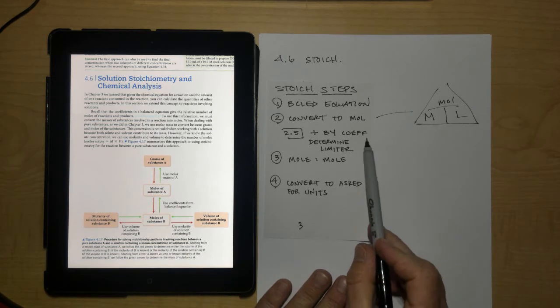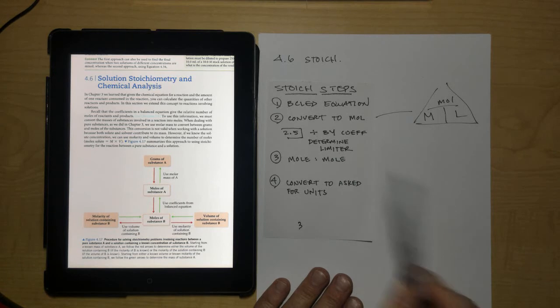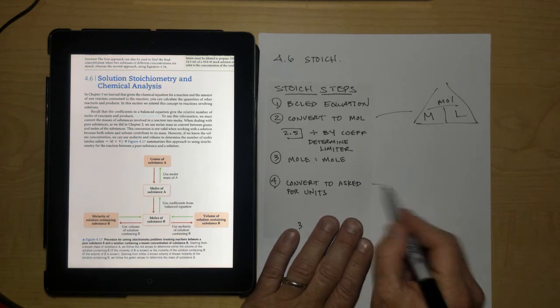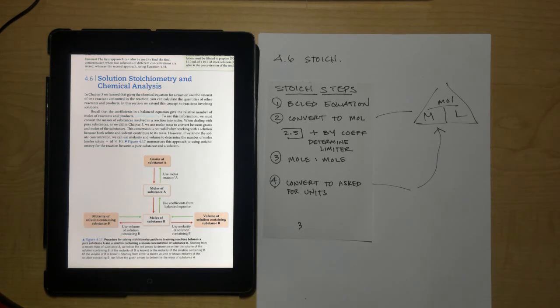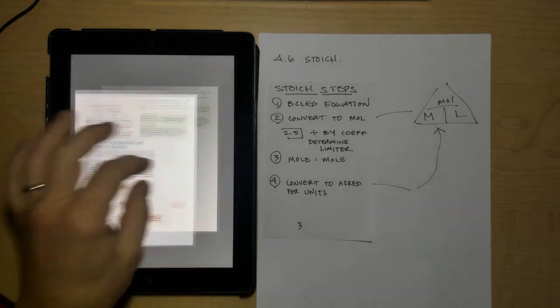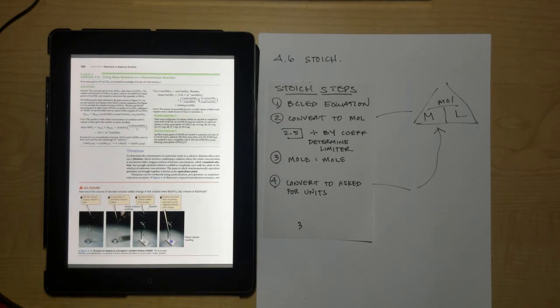So that's what makes it tricky. If it's got 2 reactants or more, then you have to divide by the coefficient to determine the limiter. The mole-to-mole ratio remains the same. And then step number 4 becomes trickier too, because you might be asked to find a concentration, or you might be asked to find liters of solution at the end. That's what makes solution stoichiometry trickier than the regular stoichiometry.